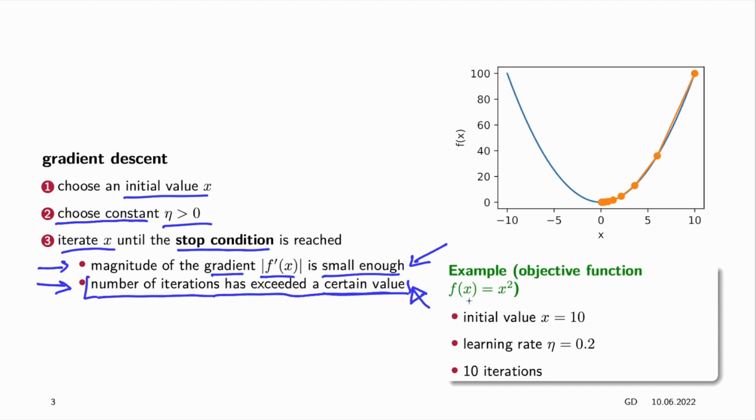So in this example, we look at x squared. So it's just a normal parabola. We have our initial value x equals 10. And then our learning rate equals 0.2, and we are optimizing according to gradient descent. So we go from here to here, to here, to here, and so on until we reach the optimum. And we do this for 10 iterations, and we're pretty much at the minimum.